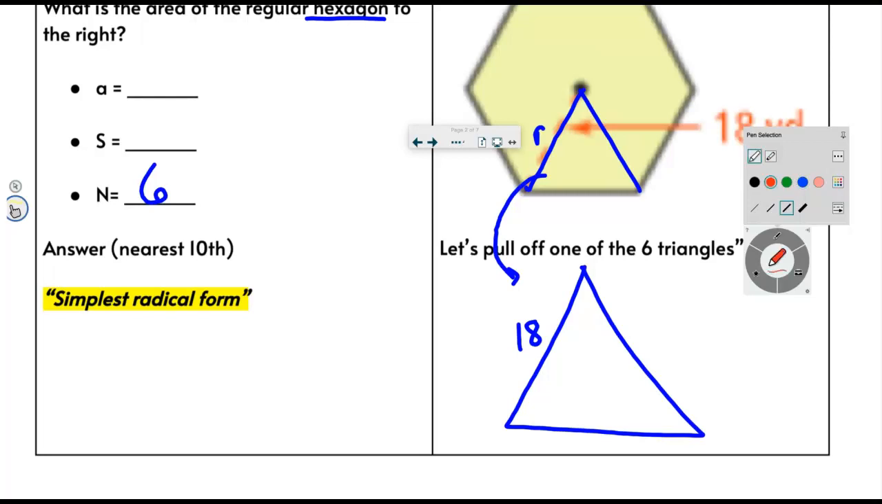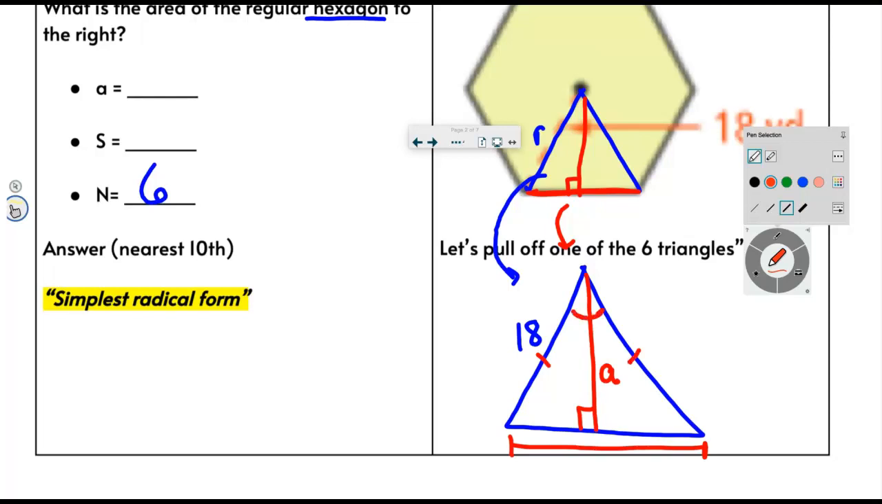In my formula is the height of one of the triangles, which we call an apothem, and the side length of the hexagon, which would be this. So again, I'm kind of pulling this one down and out so I can work with it. Now remember, the beauty of the hexagon is that the radii are the same.